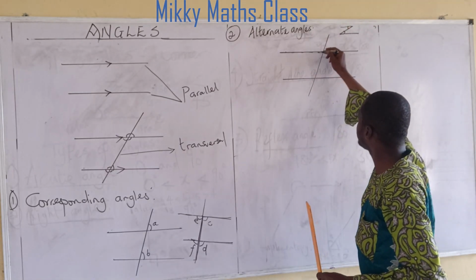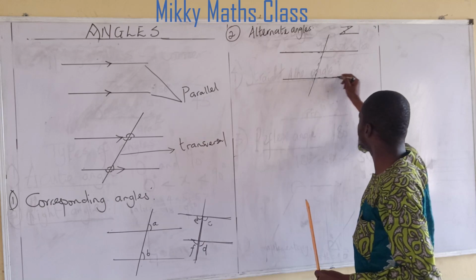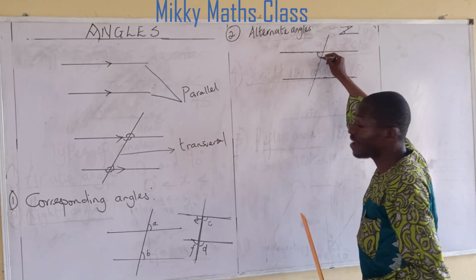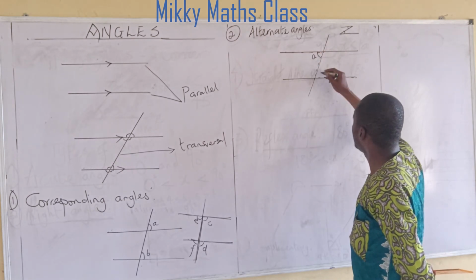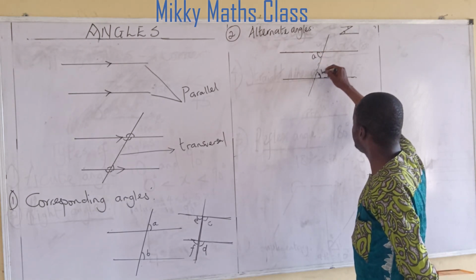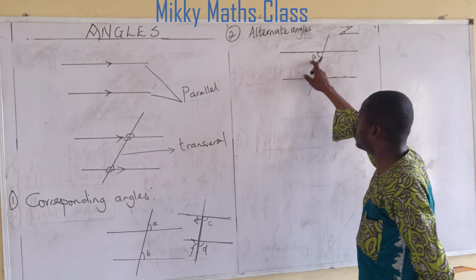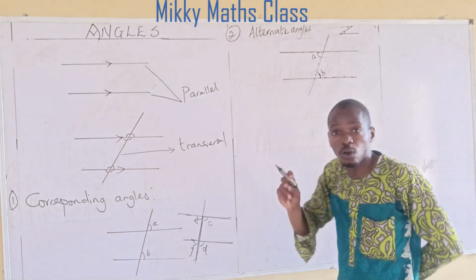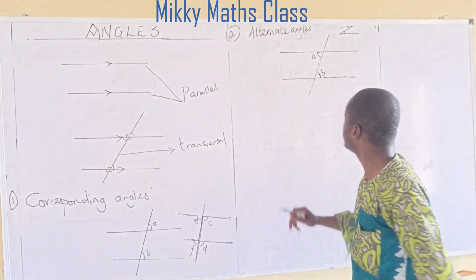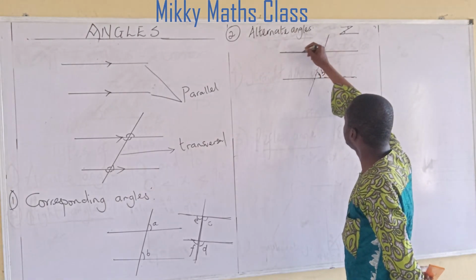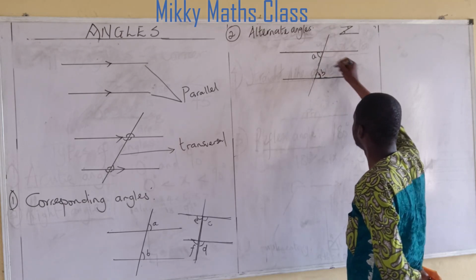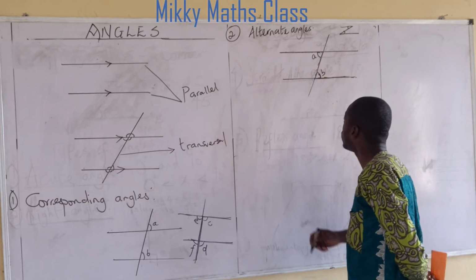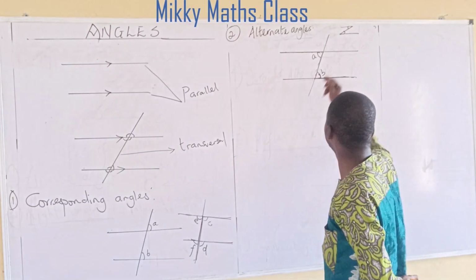From here, this place, I can see a Z here. That means whatever is here, for example, if I say this is A, this B, these two angles, A and B, are alternate to each other. Now, look at it. You can see a Z. A Z. A and B are alternate, either from the front or from the back.